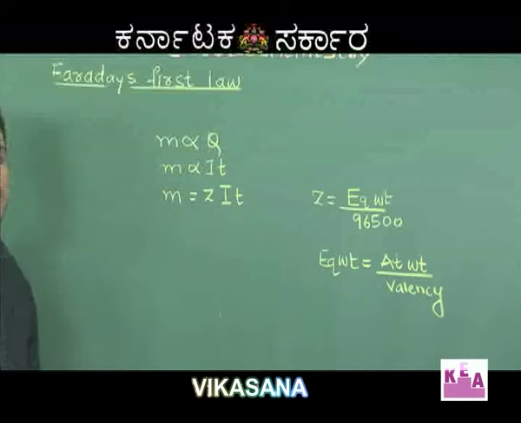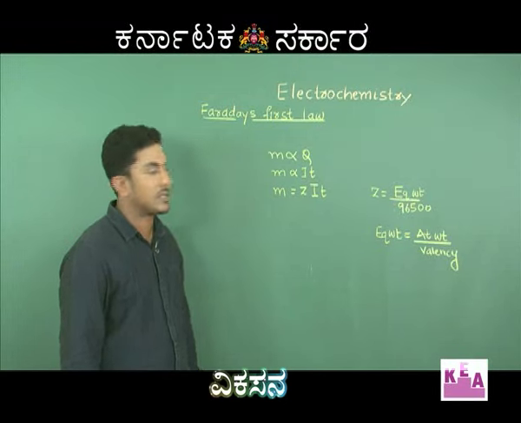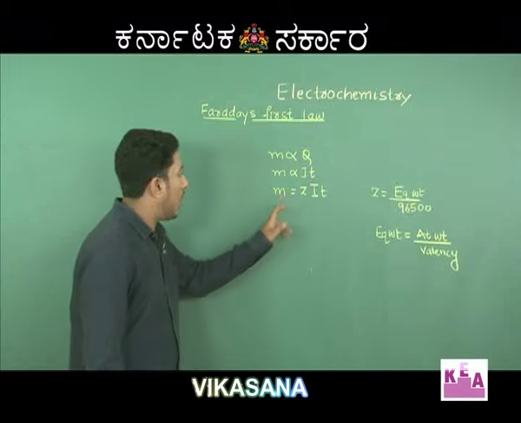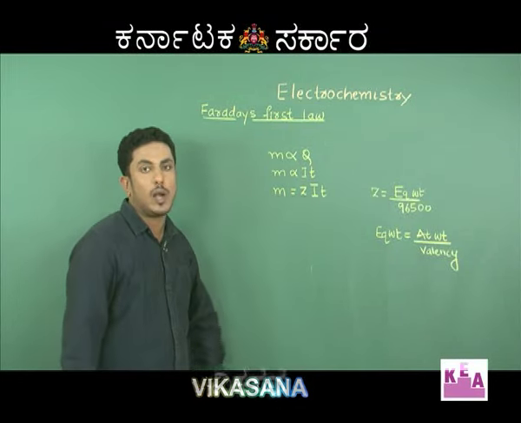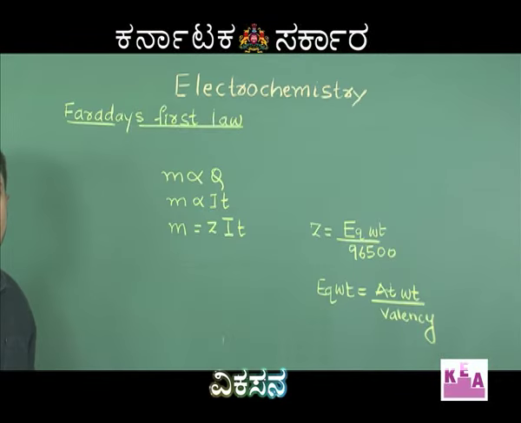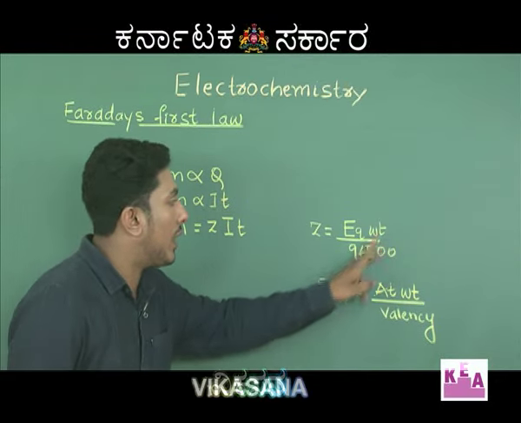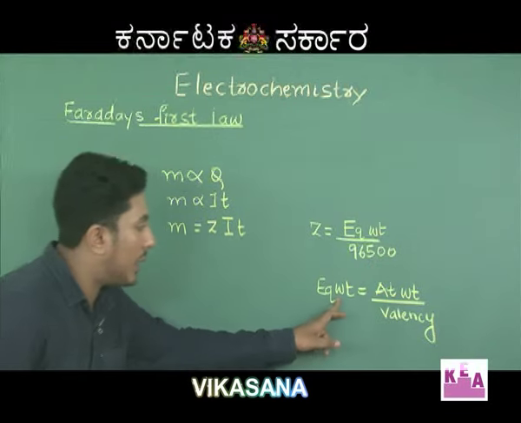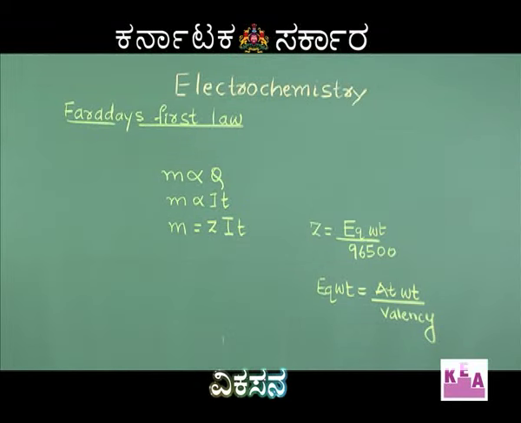Q, coulomb of electricity, is equal to I into T, where I is current in ampere and T is the time in seconds. Hence, M is directly proportional to I into T, or M is equal to Z into I into T, where Z is called the electrochemical equivalent. And electrochemical equivalent is equal to equivalent weight divided by 96,500. Equivalent weight can be calculated as atomic weight by valency.